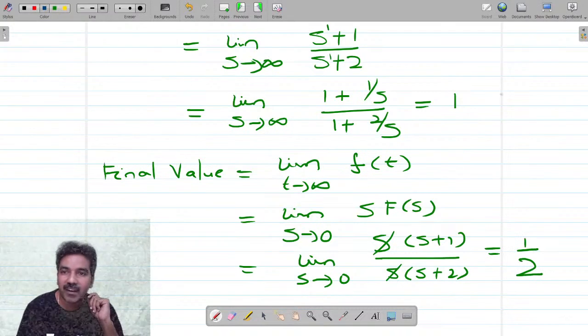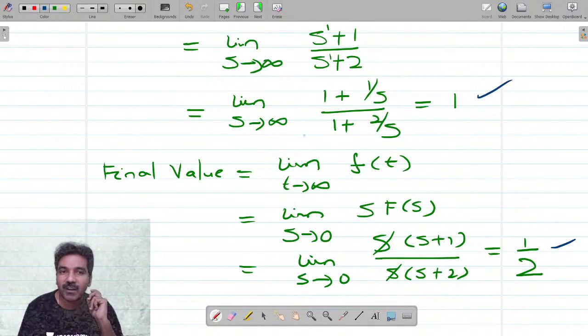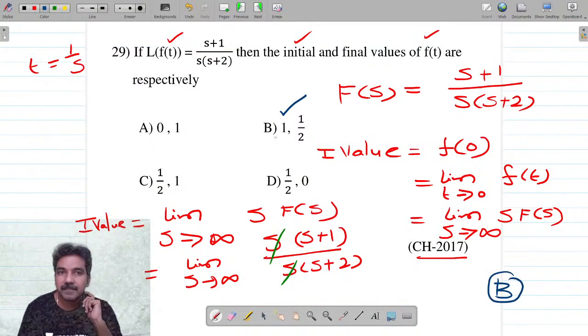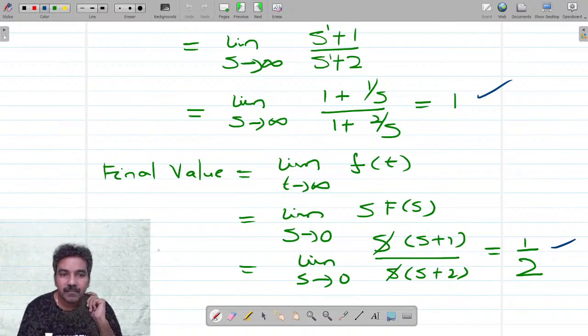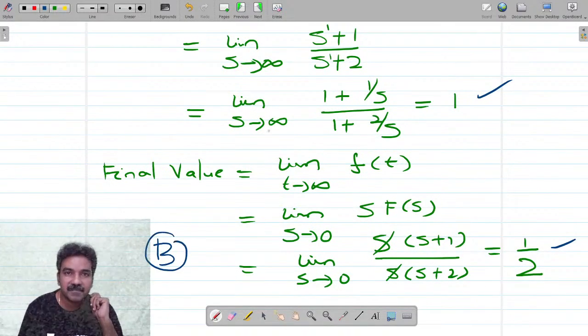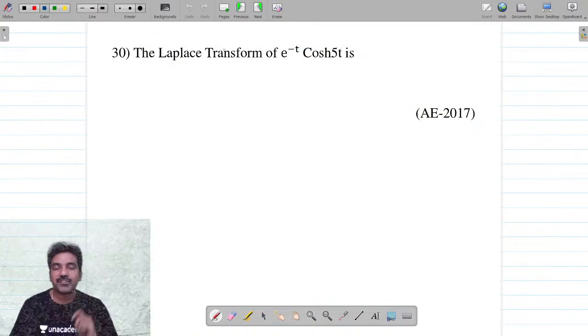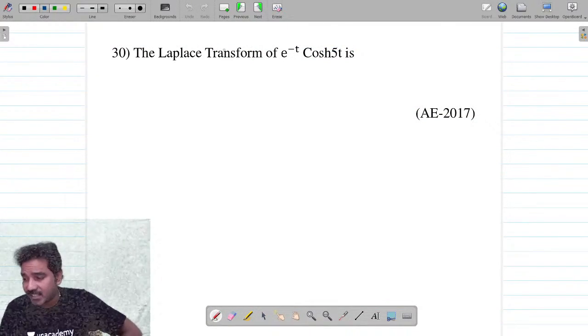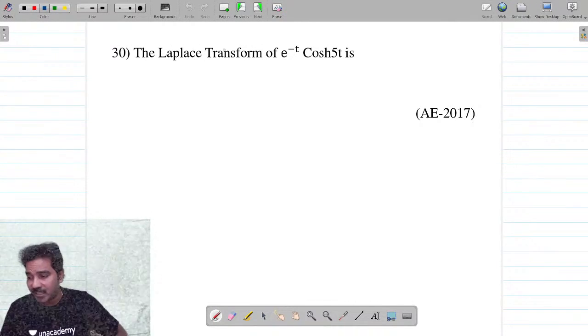So the initial value is 1, and the final value is 1 by 2. So 1 and 1 by 2. Option B is the right answer. B is my right answer. Next question. Yes, after completion of this question, I am going to start Fourier series. I am going to start within a few minutes.